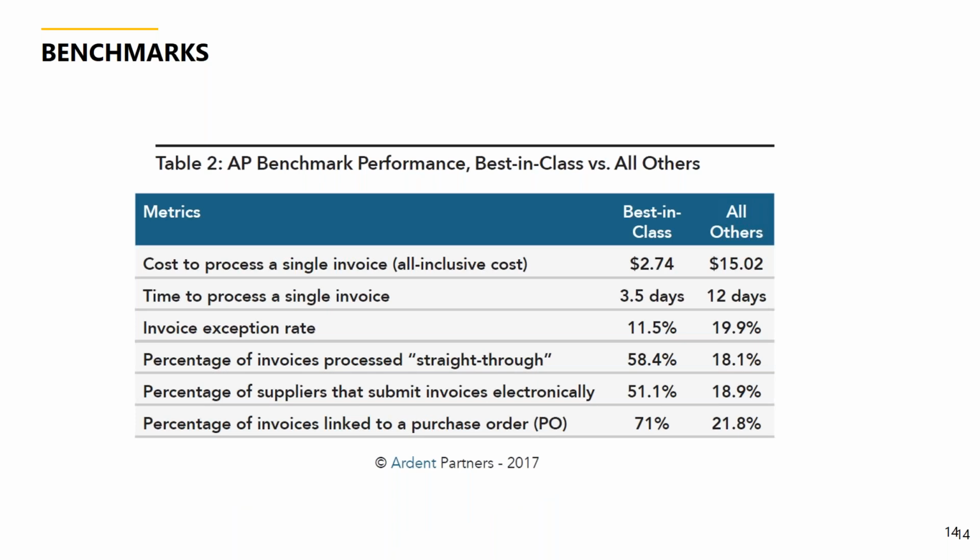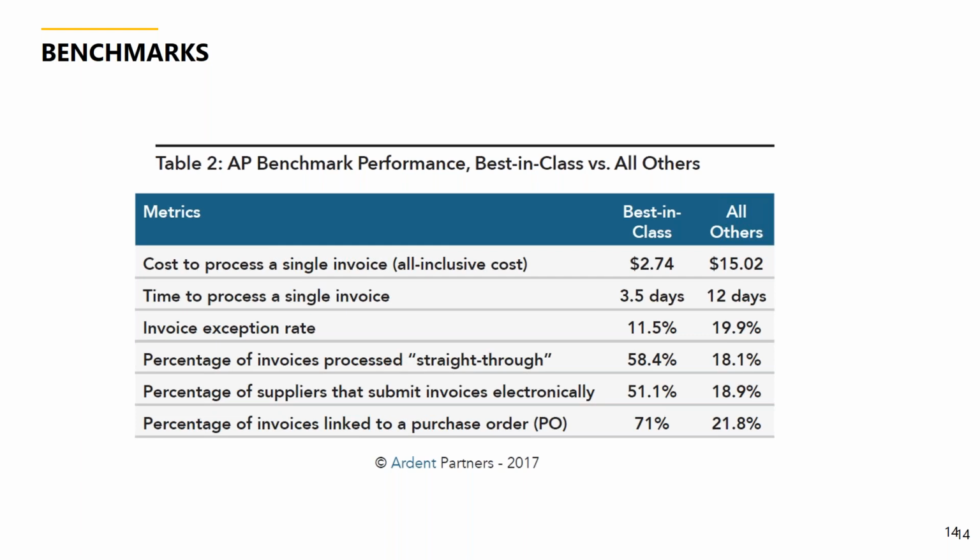In 2017, Ardent Partners, a leading global research body, delved into some real benchmarking data for AP processes. As you will see, they looked at a number of key areas, from the cost of processing an invoice to the percentage of invoices that businesses receive with a purchase order as opposed to receiving invoices without a purchase order.